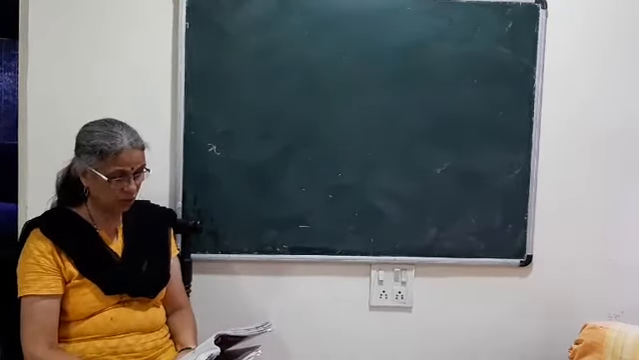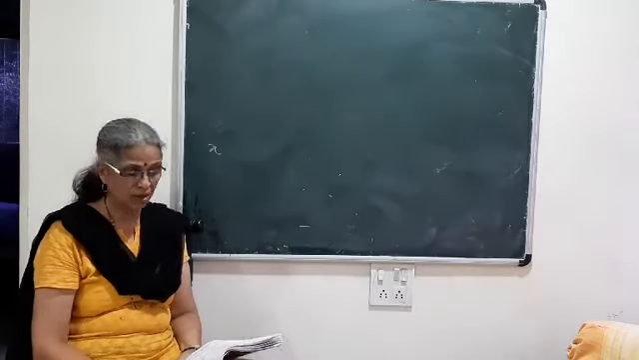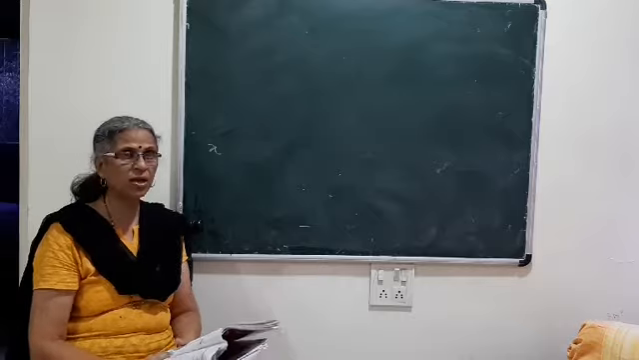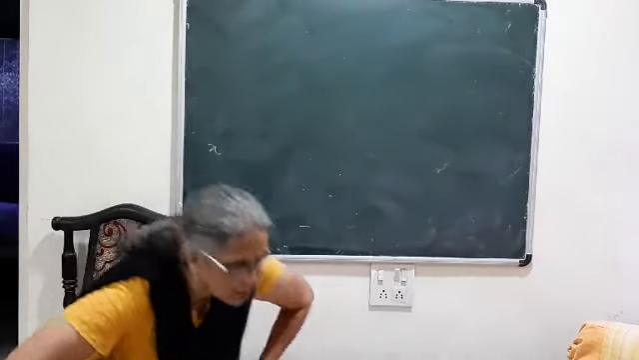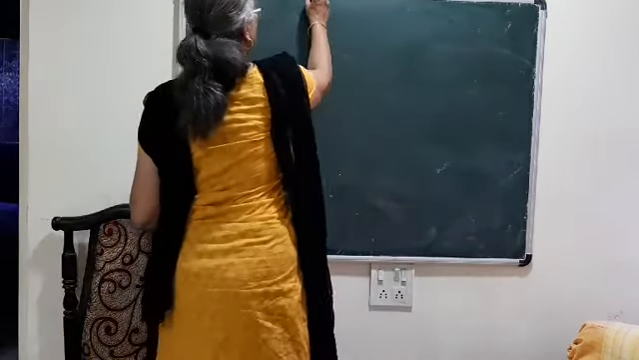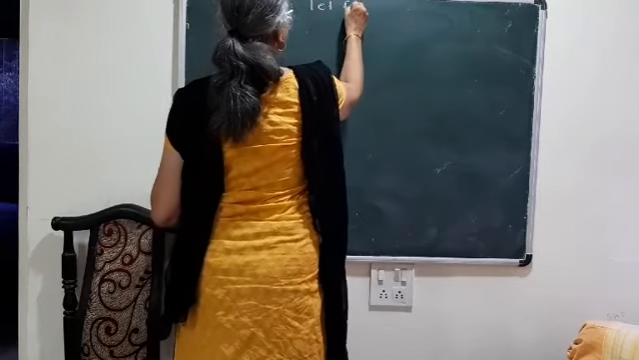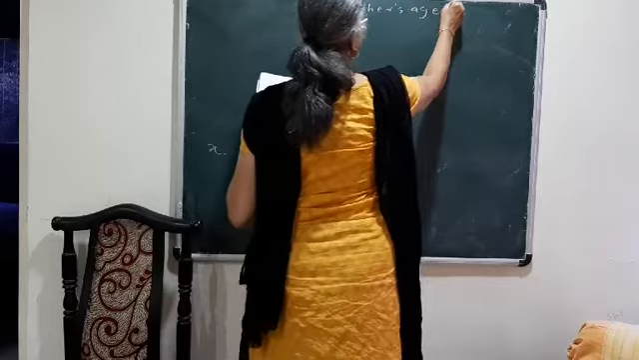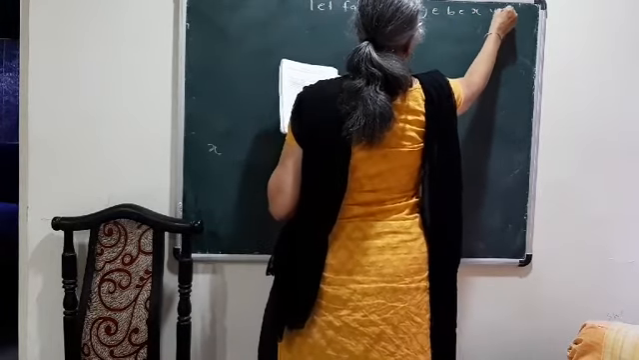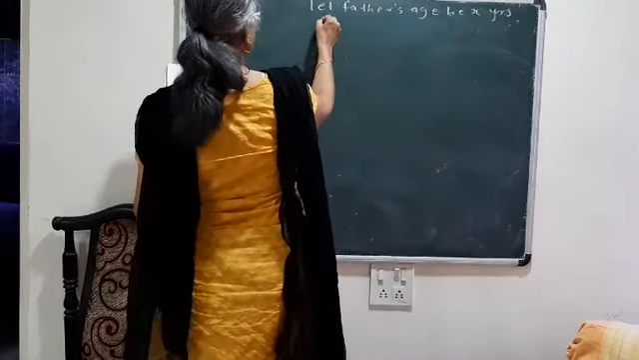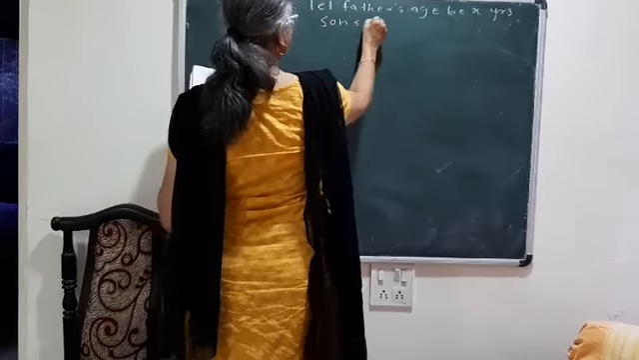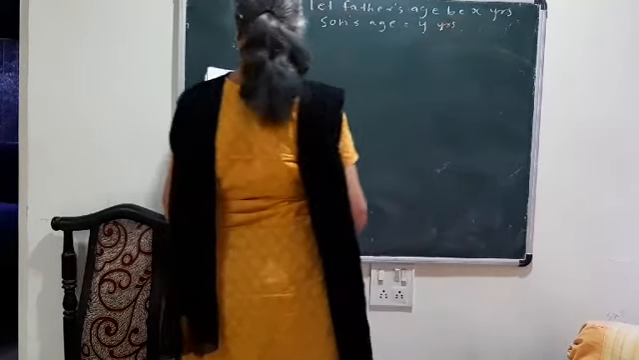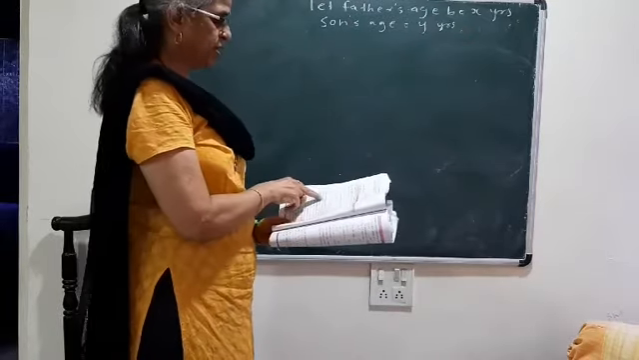which are the two variables we are taking? Father's age and son's age. So any one you can consider x, any other you can consider y. So let father's age be x years and son's age equal to y years. Followed? How to make the assumption?